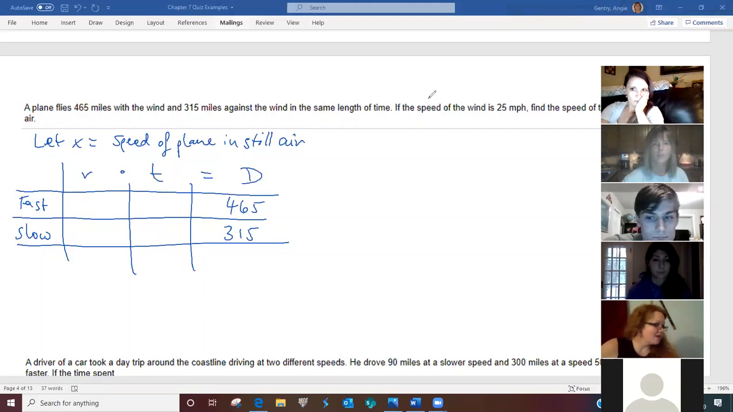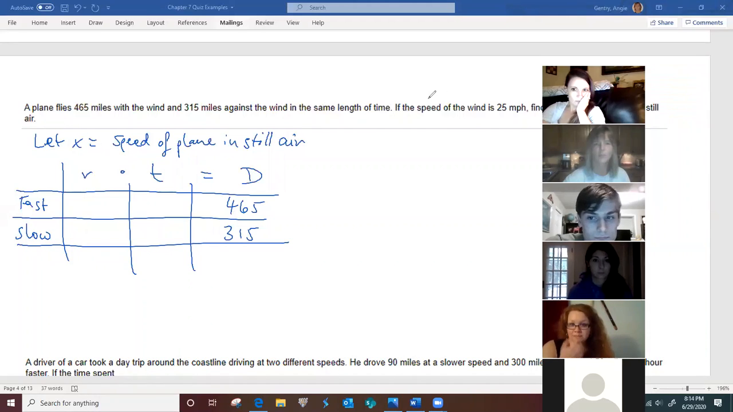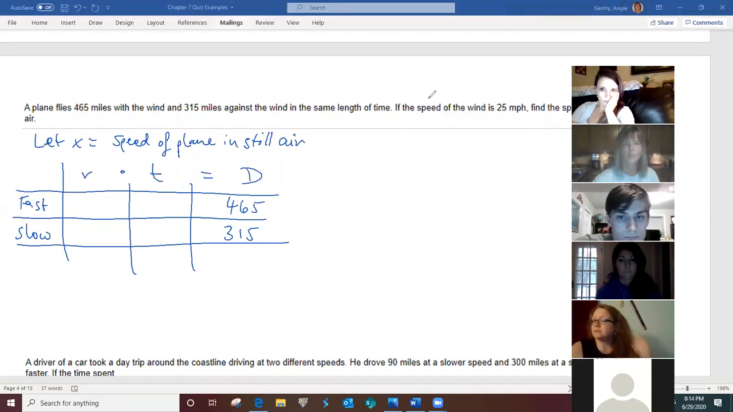And if the speed of the wind is 25 miles per hour, you see how I said, don't let x be the wind speed. Let x be the wind speed if you're looking for the wind speed. But I'm given the wind speed, you see?